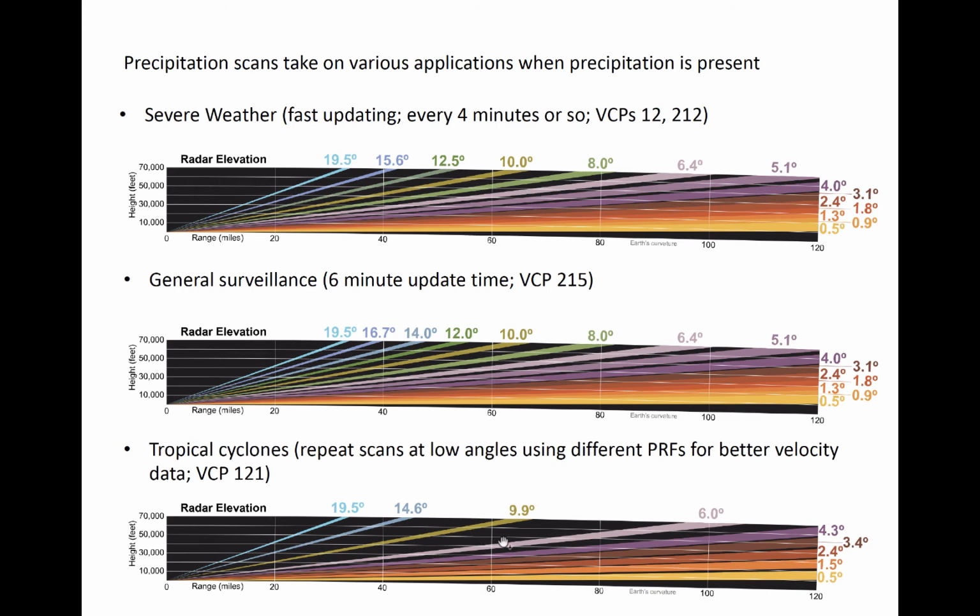The bottom VCP is a special case used when tropical cyclones are near the radar. It uses a smaller number of elevation angles, but repeats some of them, using different PRFs at these low tilts. Again, the higher PRF is used to identify the large Doppler velocities that may be present in a tropical cyclone, at the expense of not being able to see as far unambiguously.